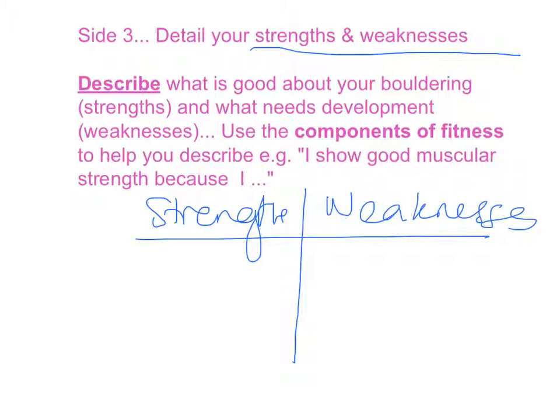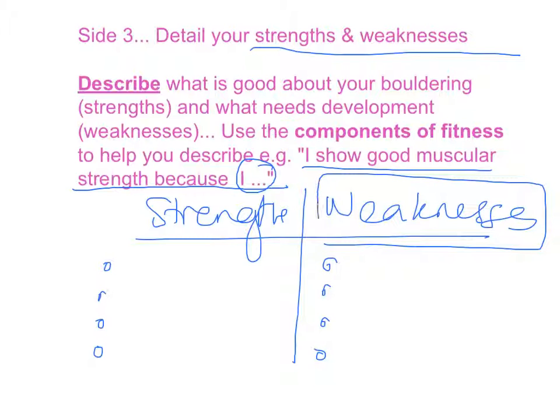Then what you can do is, as it says above, describe what is good about your bouldering, so you might make some points here. You might then describe what some areas of development, i.e. weaknesses, might be. For example here I said, I show good muscular strength because, and at that point there, that's where you're going to describe what it is you've observed. What have you done that demonstrates good muscular strength? Equally, when you come to fill in the weaknesses area, what haven't you done? And what components of fitness do you think you need to work on?